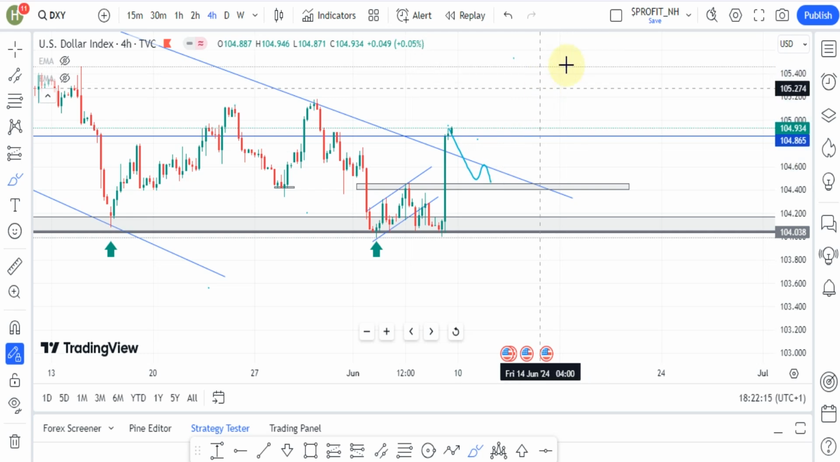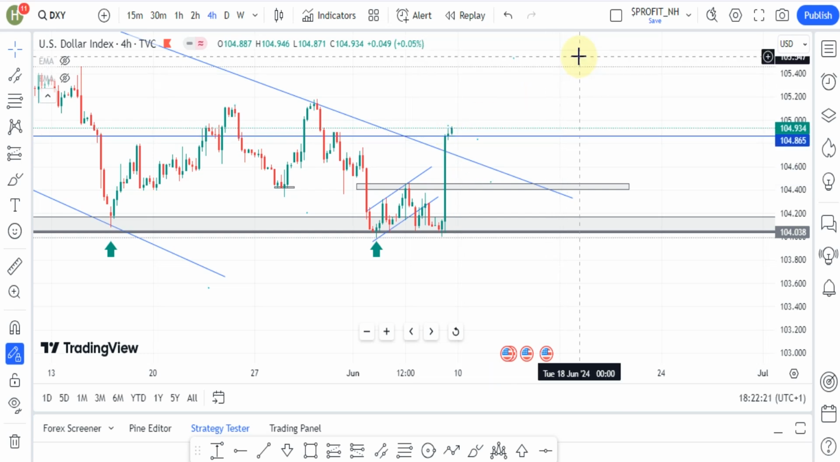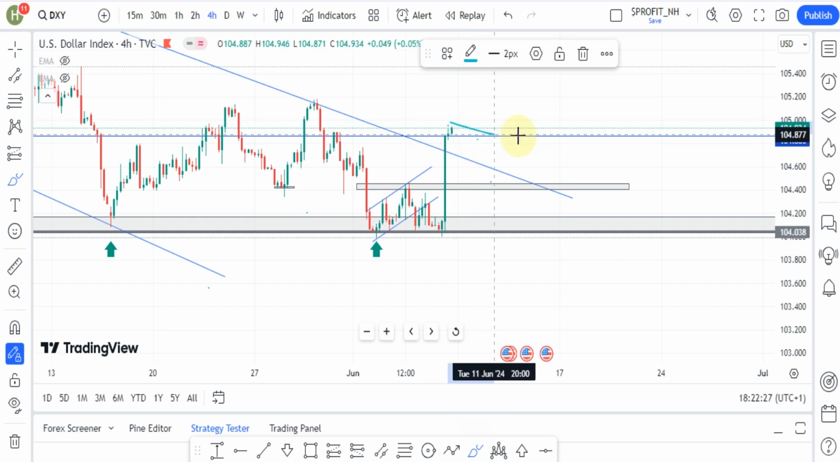And if that doesn't happen, then at least what I'll be doing is waiting for it to give me these kinds of structures. If that doesn't happen, which means I will still be waiting. I won't be taking any kind of trades in the market.